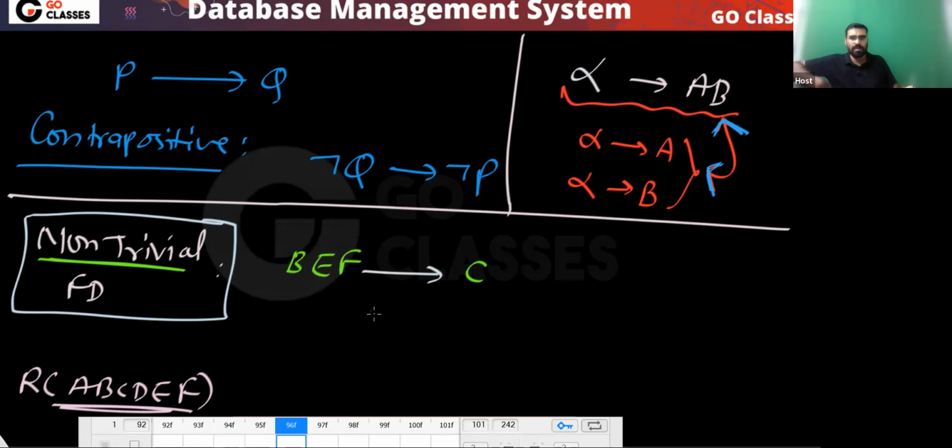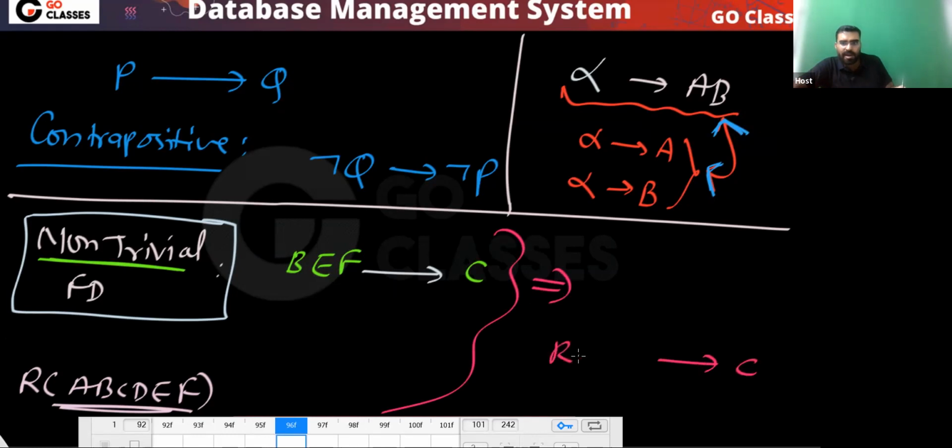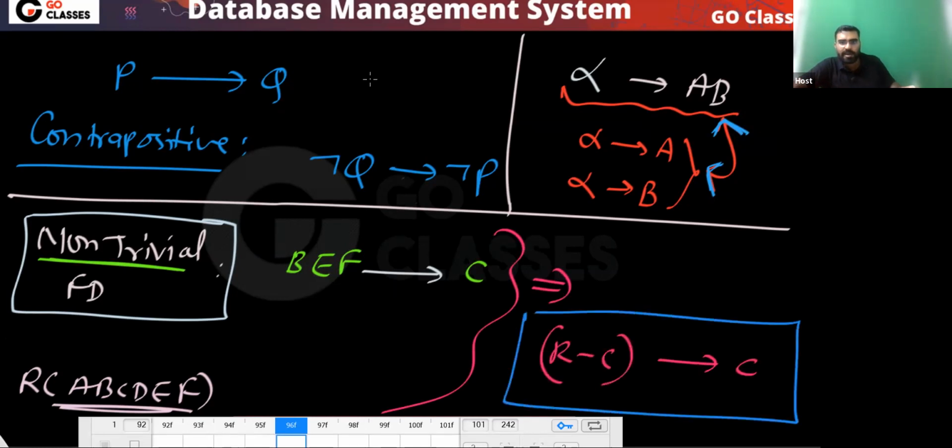Now, what is the problem? If this happens, then automatically you can notice that R minus C will determine C. Agree or not? Yes or no? Is this clear? So if you have a non-trivial FD like this, then R minus C, which means A, B, D, E, F, will determine C. That's it.